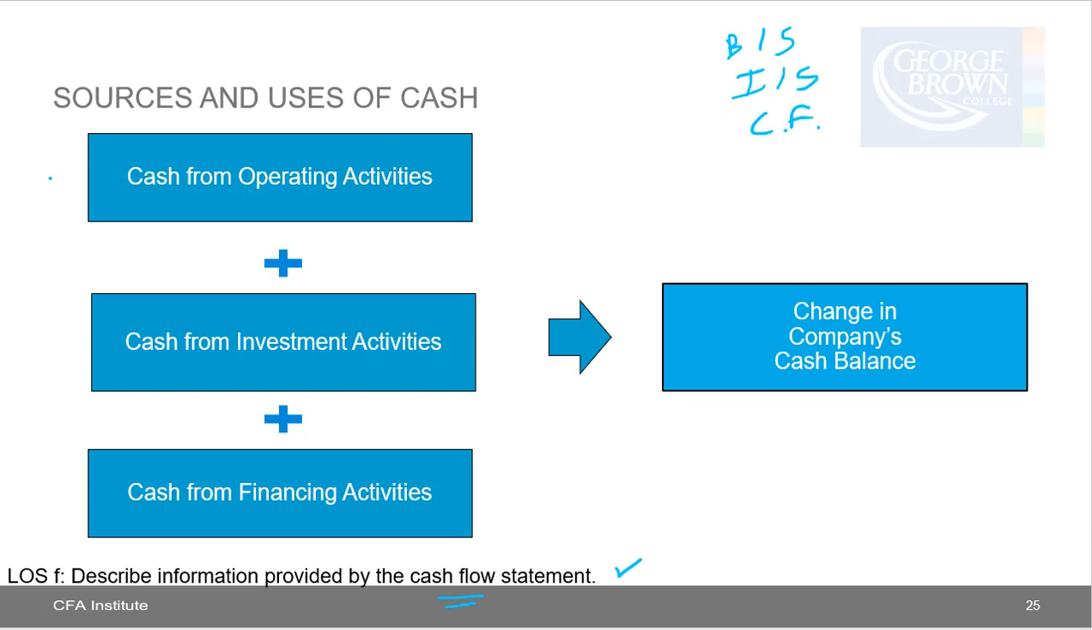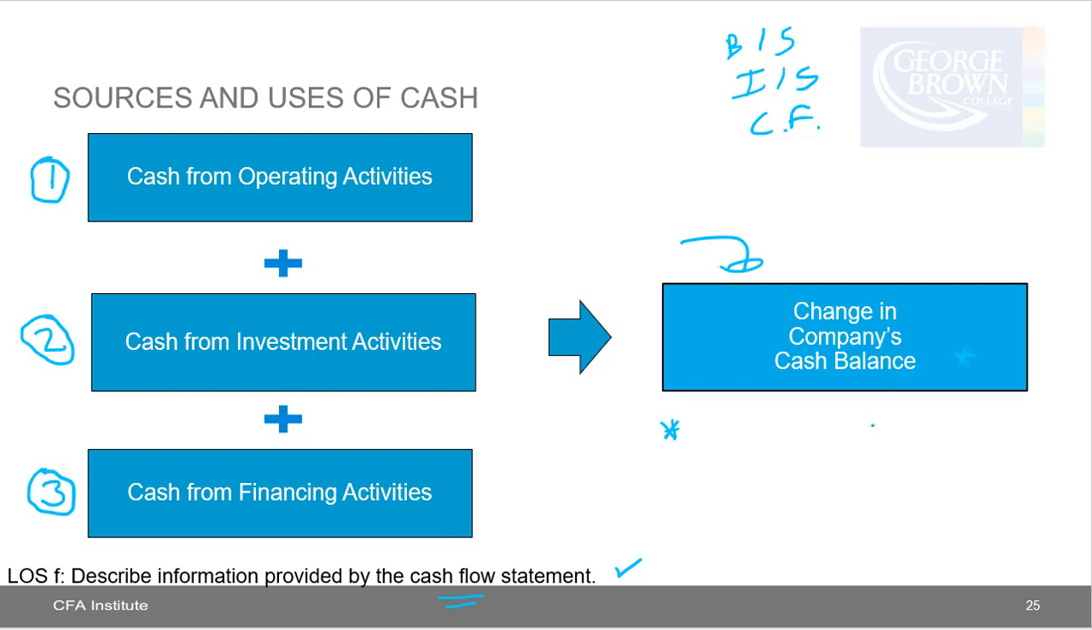Recall, we mentioned that the cash flow statement is split up into three categories. One is cash flow from operating activities. Number two is cash flow from investment activities. And number three is cash from financing activities. We're going to discuss these in a little bit more detail. But before we get to that, what are we looking at? We're looking at the change in the company's cash balance.